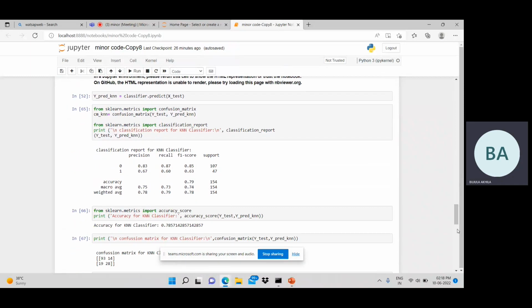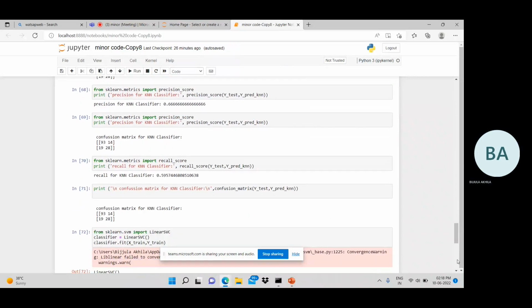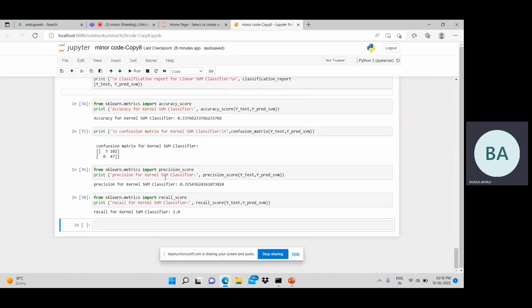And we have got better accuracy in KNN compared to other algorithms. We have got 0.78 in KNN compared to others. We have got SVM accuracy of only 0.33.